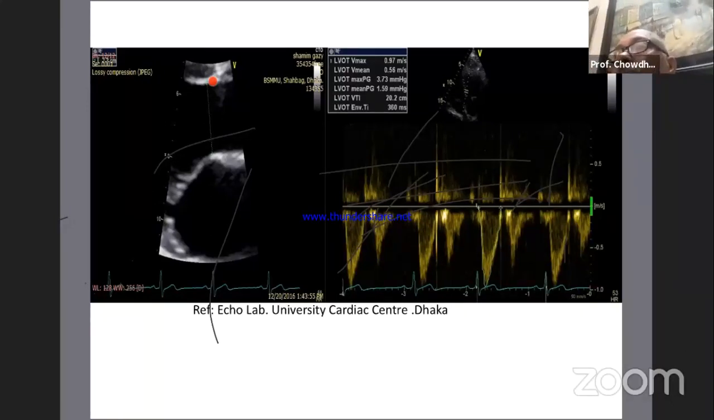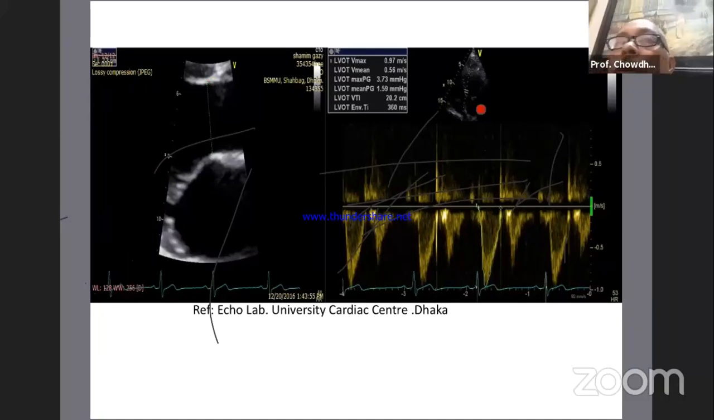We have obtained VTI simply by outlining the left ventricular outflow tract spectral display. This is the spectral display when we put our pulse wave Doppler in the left ventricular outflow tract, and the machine displays this spectral display. If we outline the margin of this display, the machine automatically gives us the left ventricular time velocity integral.